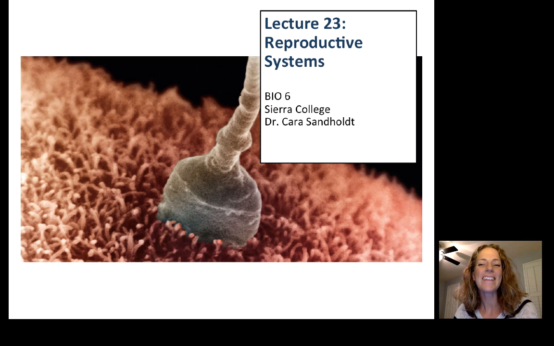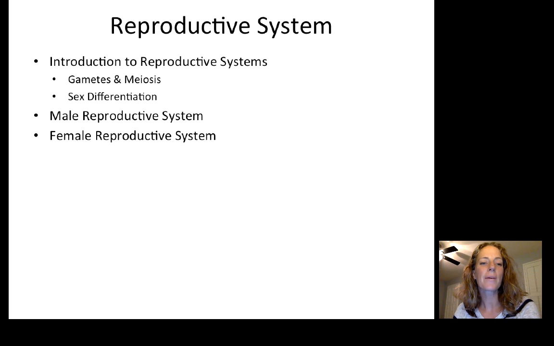Okay, hi everyone. This is lecture 23, Reproductive. So today we are going to talk about the basics of the reproductive system. We're going to cover the definition of a gamete and how gametes are formed by the process of meiosis. We're also going to touch on sex differentiation in the embryo, that is, production of a male versus a female. And then we will talk in detail about the male reproductive system, the process of producing male gametes, and the female reproductive system, the process of producing female gametes.